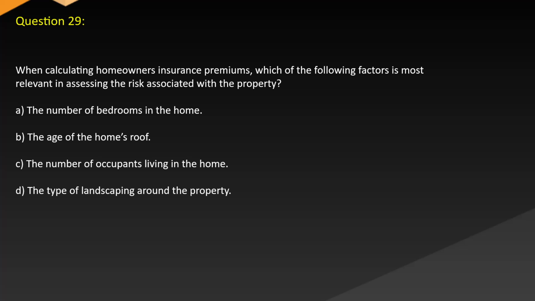Question 29. When calculating homeowners insurance premiums, which of the following factors is most relevant in assessing the risk associated with the property? A. The number of bedrooms in the home. B. The age of the home's roof. C. The number of occupants living in the home. D. The type of landscaping around the property.